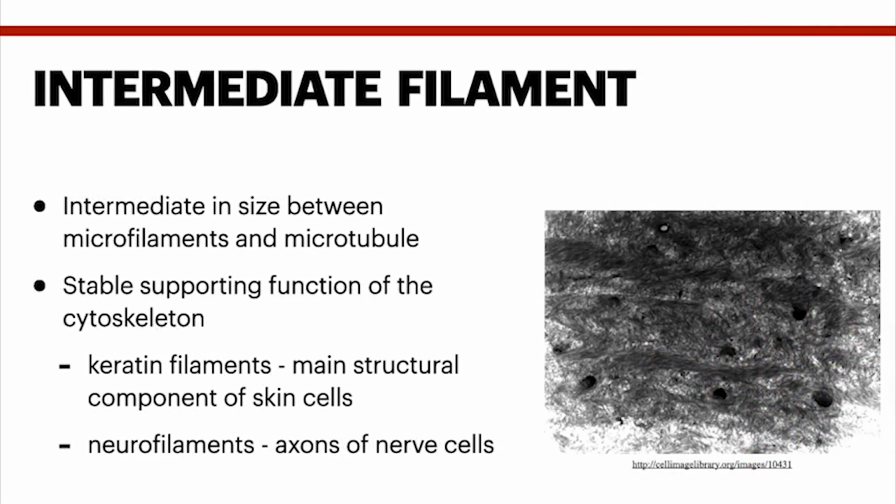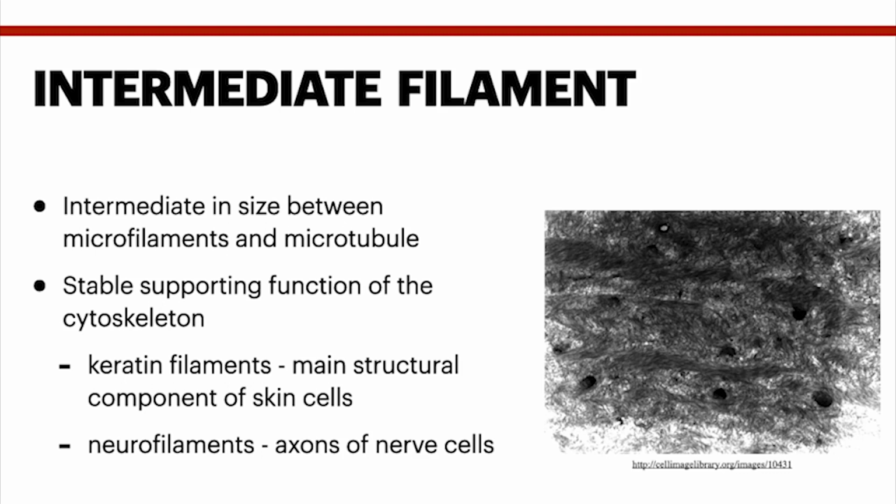Intermediate filaments have a diameter in between microfilaments and microtubules. They have similar appearance and diameter, but are composed of proteins of widely differing molecular weight. They provide a stable supporting function of the cytoskeleton. Examples are keratin filaments found in keratinocytes of skin, which occupy a large fraction of the total volume of the cytoplasm and protect the skin from mechanical stress.